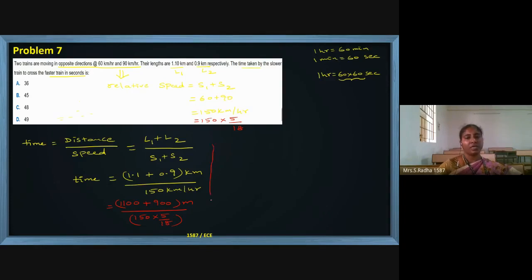Now let me simplify and see whether I get the answer. Time equals numerator 2000 divided by 150 into 5, and this 18 I can take to the numerator. Cancelling, we are left with 40 into 6 divided by 5, so 8 into 6 is 48 seconds.